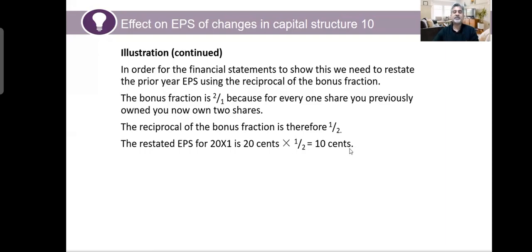20 cents into 1 by 2 means 10 cents. Bonus fraction is 2 by 1. Because last year there was 1, this year there are 2 shares. And the reciprocal of that is 1 by 2, last year's number of shares.